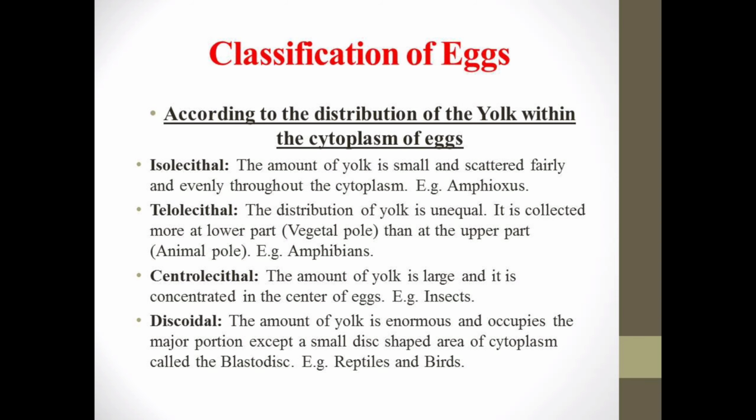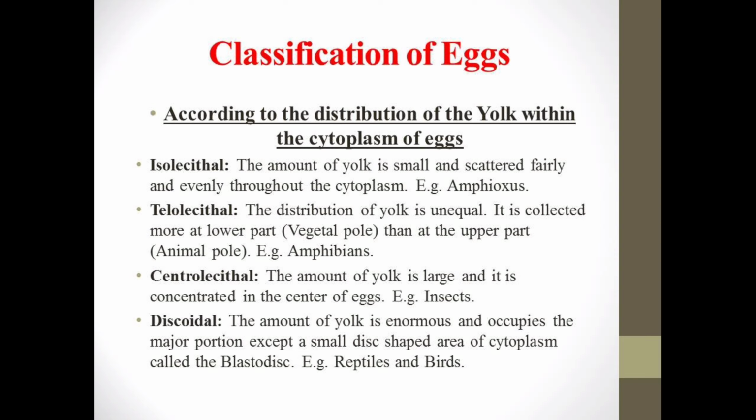The next basis of the classification of the egg is according to the distribution of the yolk within the cytoplasm of the egg. So under this category, the first type of the egg is isolecithal, which will have a small amount of the yolk evenly distributed throughout the cytoplasm, and for the example you can note down the Amphioxus.